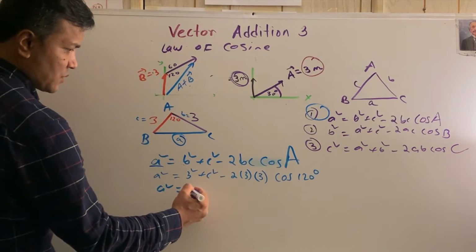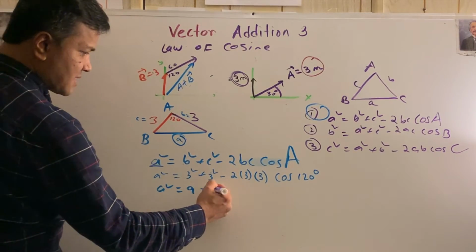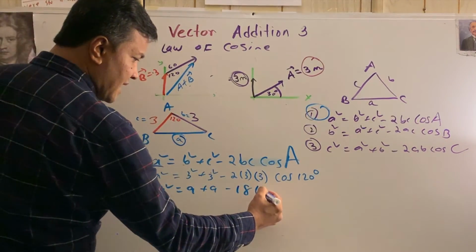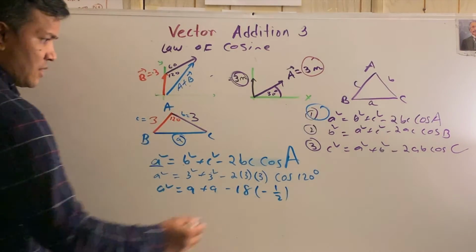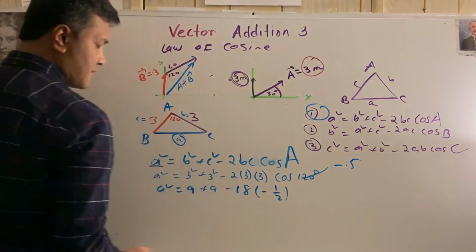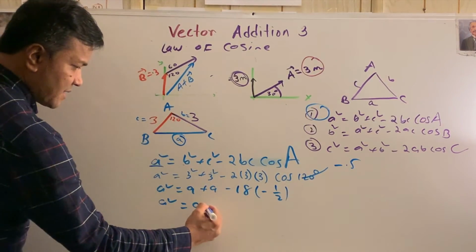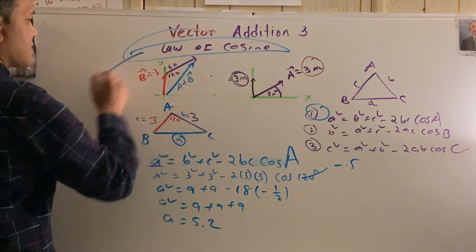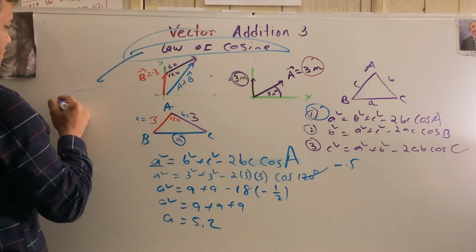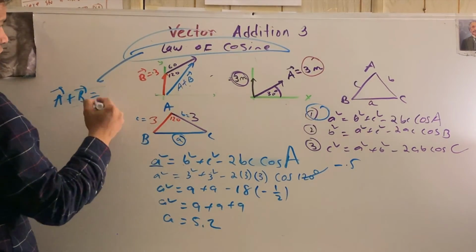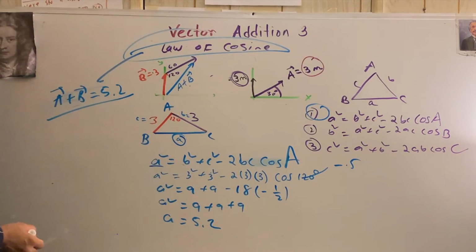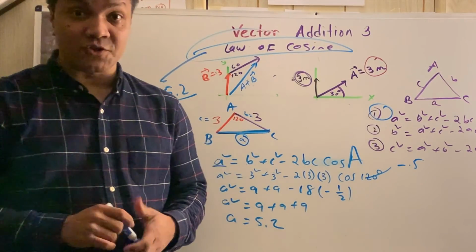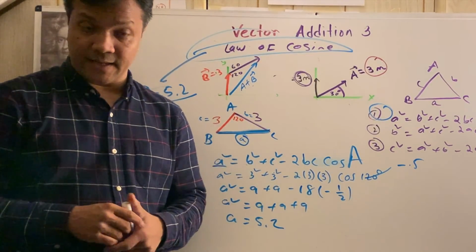Alright, so a squared is equal to 3 squared, so this is 9 plus 9 minus 18 times cosine 120, which is negative half. So a squared is 9 plus 9 plus 9. So a is 5.2. So the law of cosine also gives us that vector a plus vector b is 5.2 as well. So that means this is 5.2. The law of cosine allows us to find the resultant knowing only two sides and one angle.